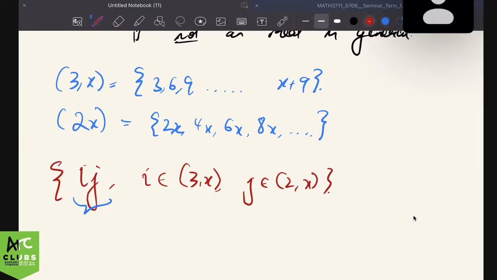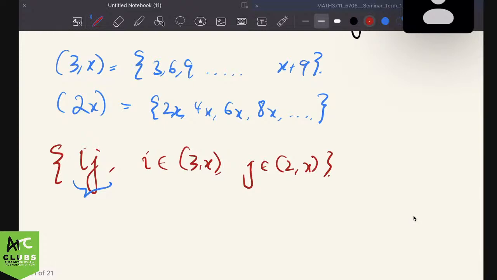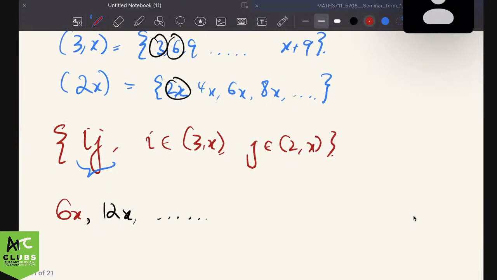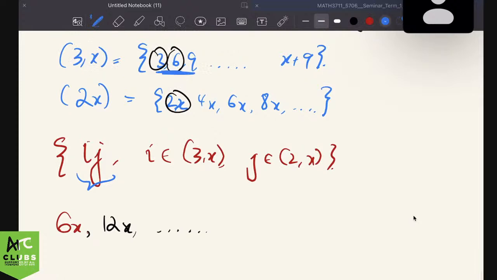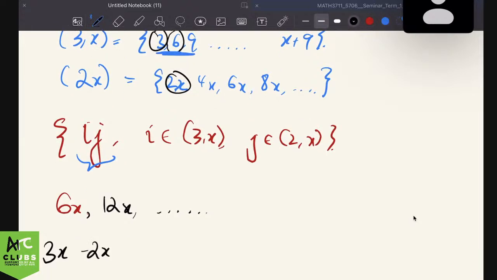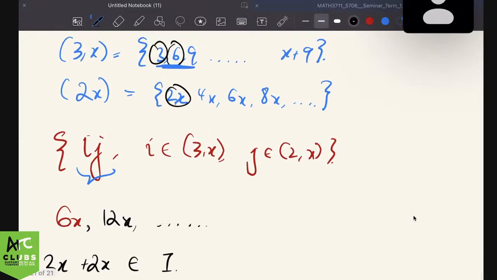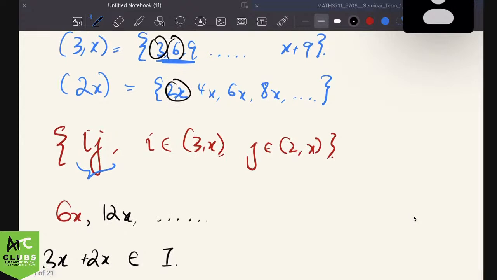We know that this thing needs to have, for example, 6x, because you have to be able to multiply stuff from each set together. 6x needs to be in it, 12x needs to be in it, and so on and so forth. If it's an ideal, it needs to be closed under addition, which means that if you take, for example, 3x from this set and then minus 2x, or plus 2x, it needs to be an element of the ideal as well, okay? So because 3x is an element of, sorry, one second.